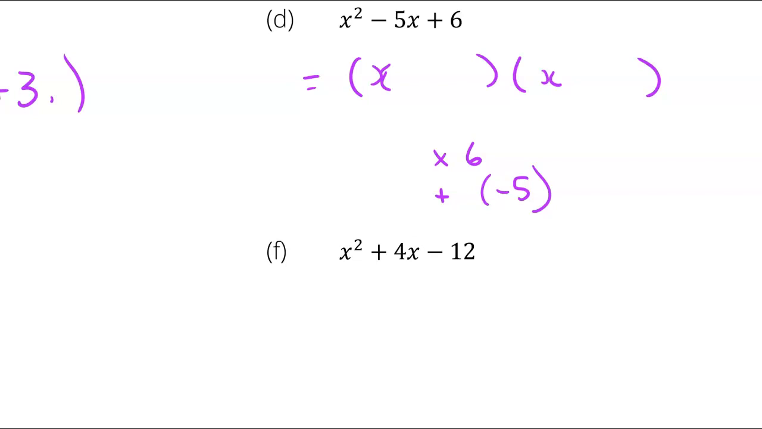Let me give you another hint. Think about this. If you've got two numbers that multiply to give a positive but add to give a negative, what can you tell me about the two numbers? They both must be negative. Yeah. So this one here is actually one of the trickier ones, the easiest.